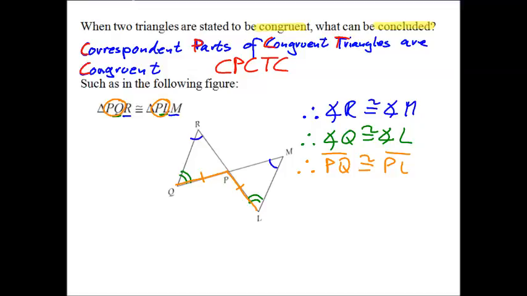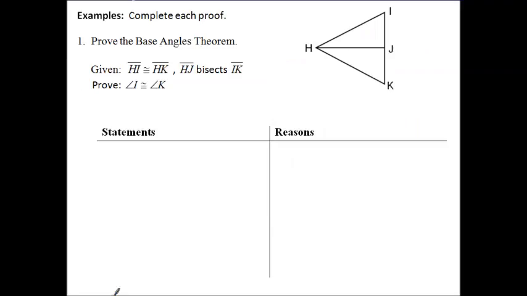Let's look at a couple of examples and see how we can apply CPCTC. Example 1. Prove the base angles theorem. We have given that side HI is congruent to side HK and HJ bisects IK. And we're supposed to prove that angle I is congruent to angle K. Well, first of all, as always, we have the given information, and we're going to put that given information, the statement, and the reason into our T-chart for our proof.